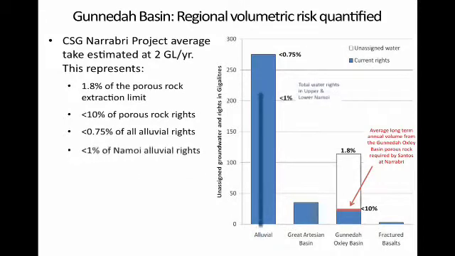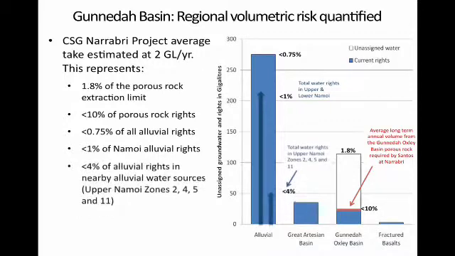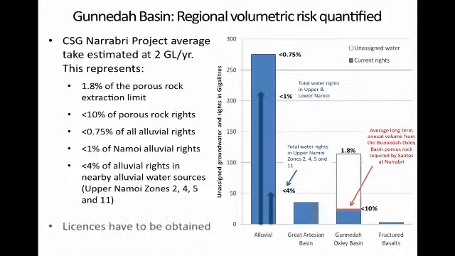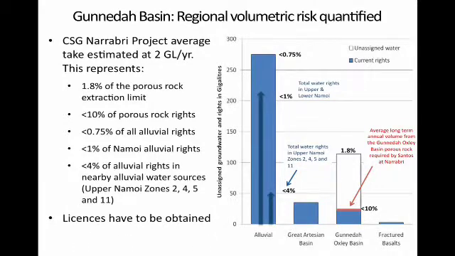It represents approximately 1% of the rights in the upper and lower Namoi alluvial groundwater sources. And it represents less than 4% of the rights in the upper Namoi alluvial groundwater sources that are closest to the Narrabri project, that is zones 2, 4, 5 and 11. Just one more important point should be made here. Coal seam gas companies will need licences to take water under New South Wales water legislation and the aquifer interference policy.